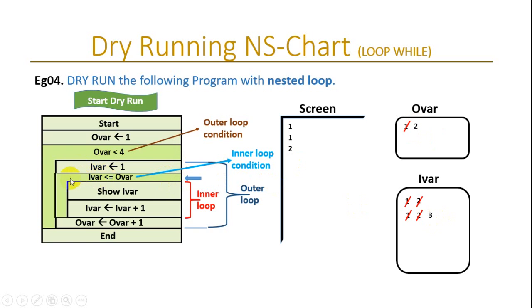So again, you come out of this inner loop to the outer loop, which happens to be this line. So you come here, right? So this says increment OVAR by 1. So this will become 3 because it was 2.